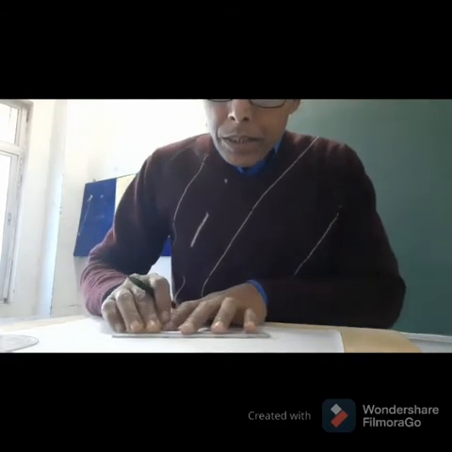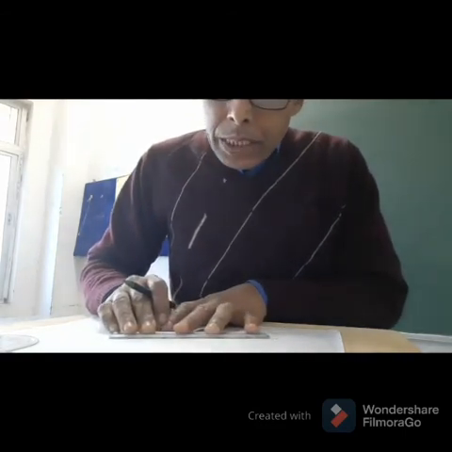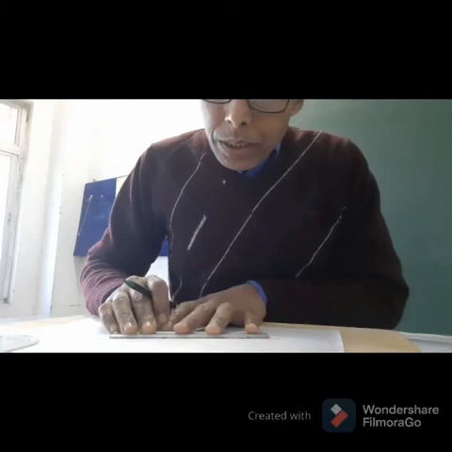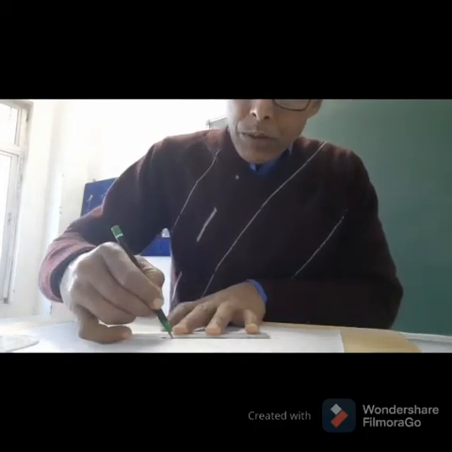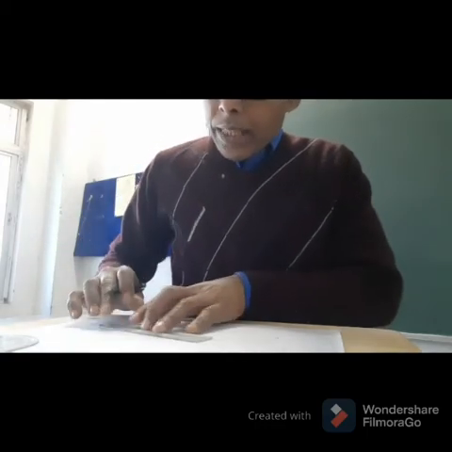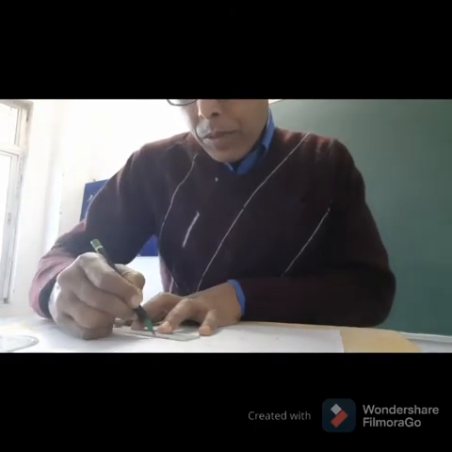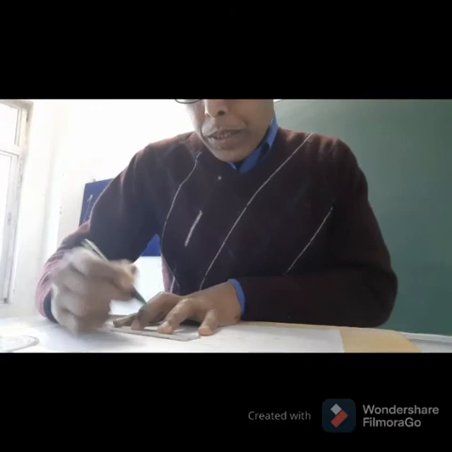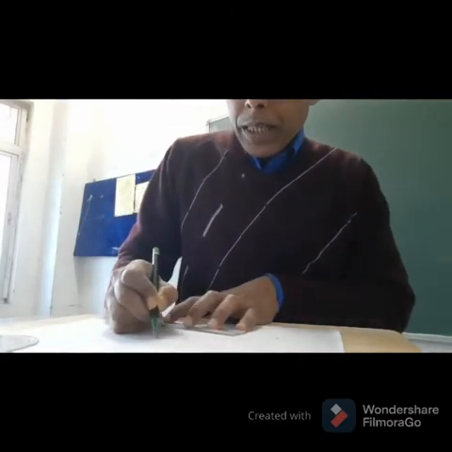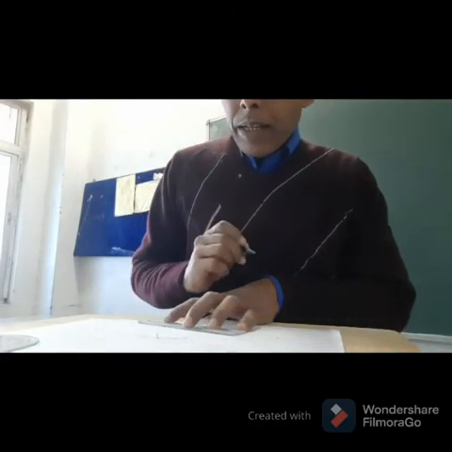Now we increase the path of the incident ray and also produce back the emergent ray. They meet at a point which makes an angle delta, that is the angle of deviation.